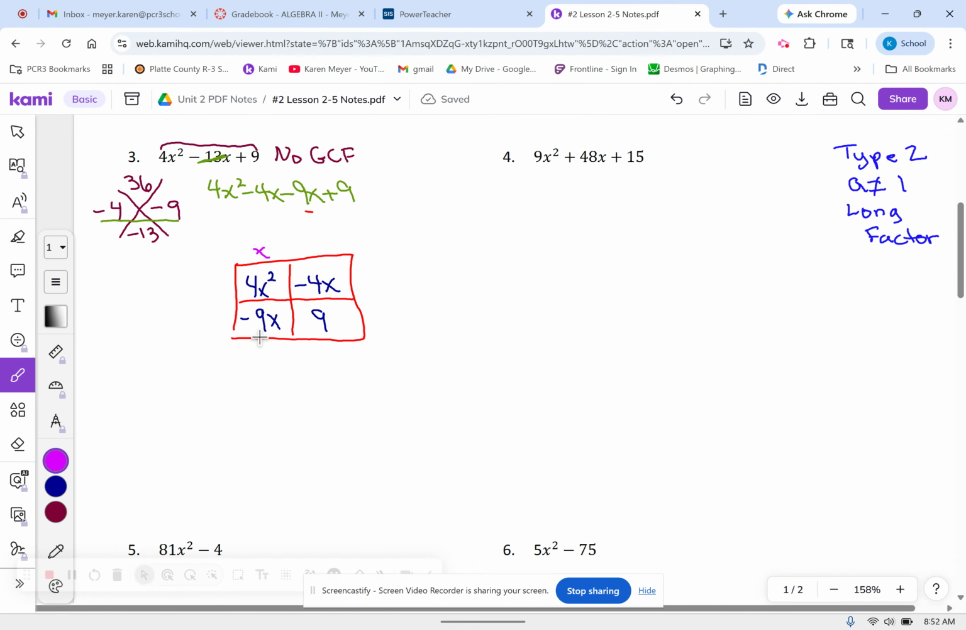Okay, so on the top of the box, I have x minus 1, so that's going to go inside a parentheses. On the side of the box, we have 4x minus 9, and that goes into a parentheses. And that is your final answer.